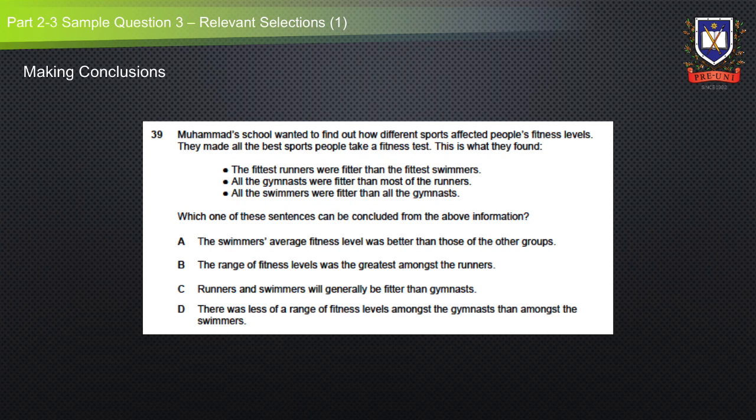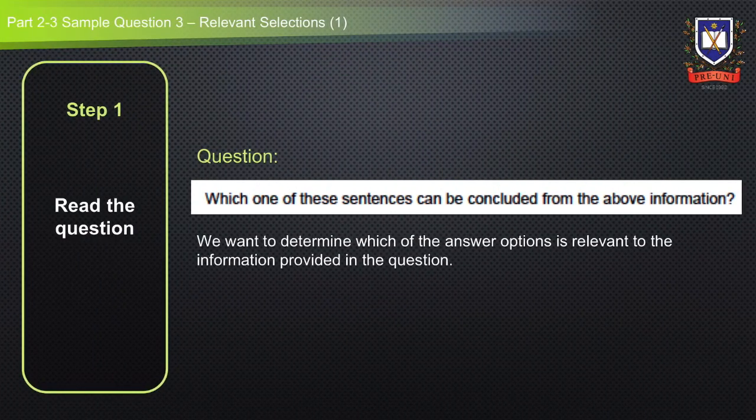Now let's apply the general approach method to solve this question. The first step is to read the question and determine what it is asking. Since it is asking which one of these sentences can be concluded from the above information, we want to determine which of the answer options is relevant to the information provided in the question.